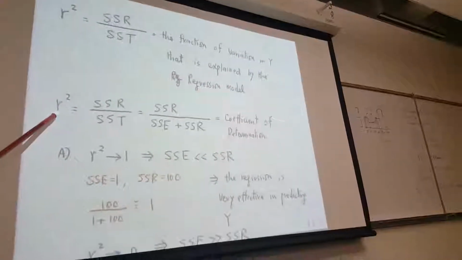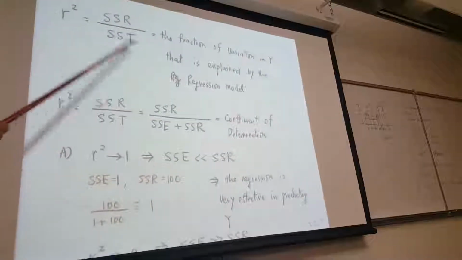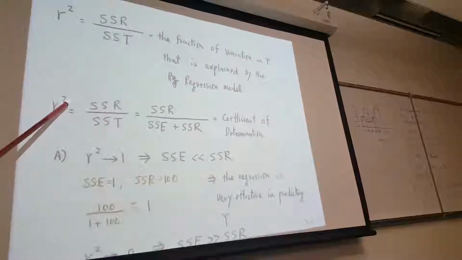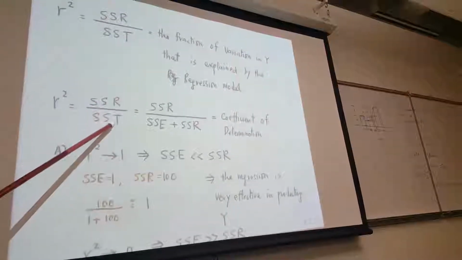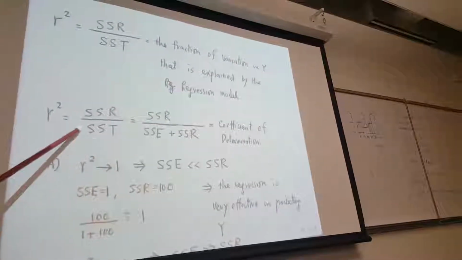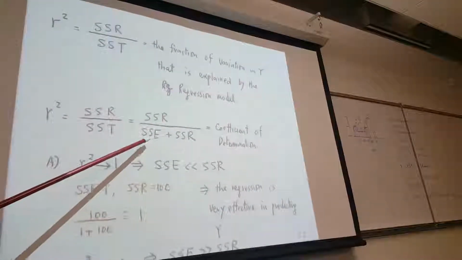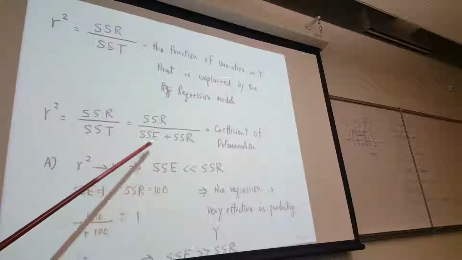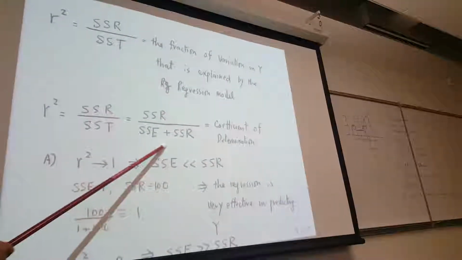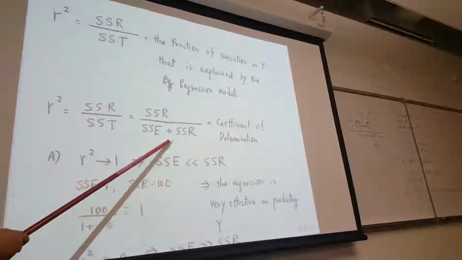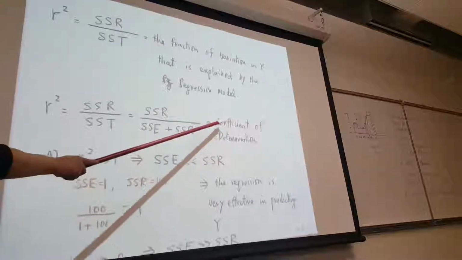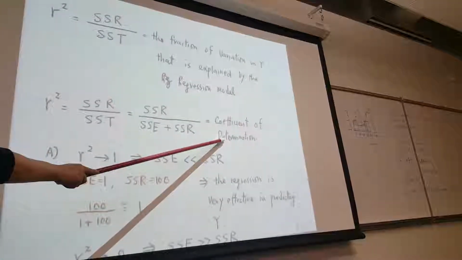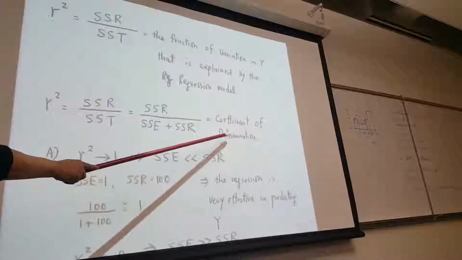Now, another way to look at R squared, different from this one. It's SSR over SST, but we're not going to stop here. We're going to decompose SST as the sum of two terms, SSE plus SSR. When you write it like this, you look at R squared from the coefficient of determination point of view. And what does that mean?